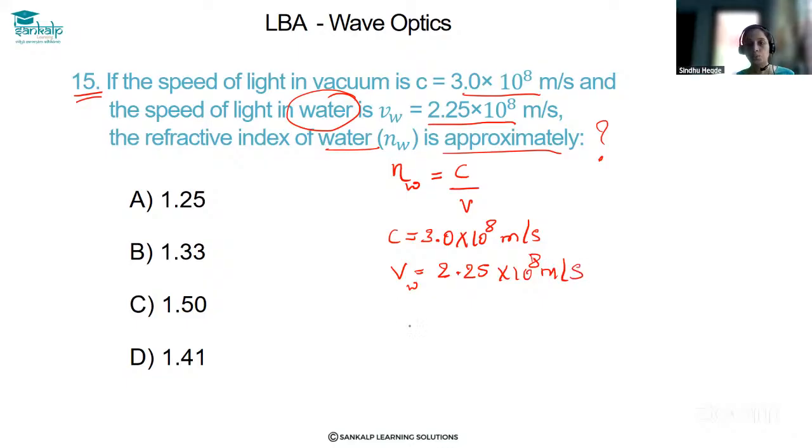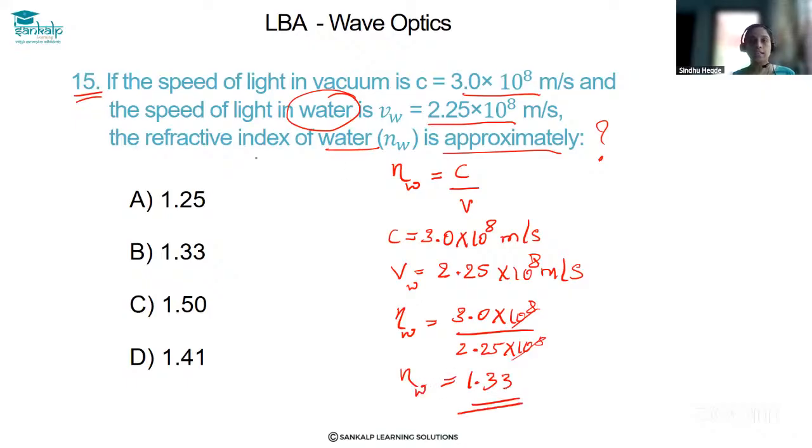Now substitute. c is 3.0 into 10 raised to 8 divided by v is 2.25 into 10 raised to 8. 10 raised to 8 and 10 raised to 8 cancel out. 3.0 divided by 2.25, we get 1.33. So refractive index of water is approximately 1.33. Hence, the correct option is option B, 1.33.